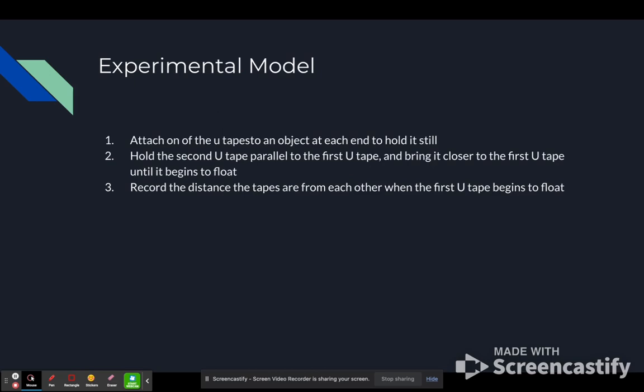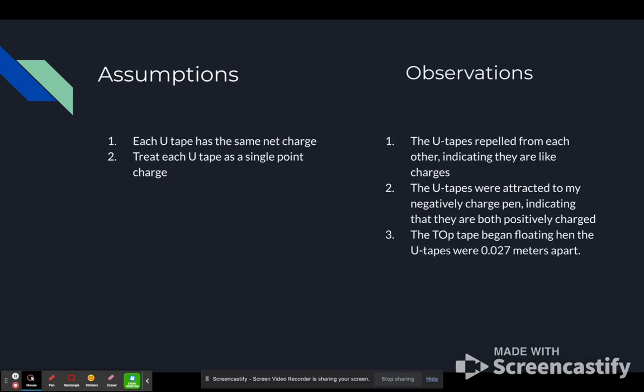Attach one of the U-tapes to an object at each end to hold it still. Hold the second U-tape parallel to the first U-tape and bring it closer to the first U-tape until it begins to float. Record the distance the tapes are from each other when the first U-tape begins to float.